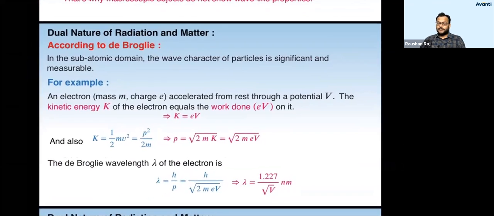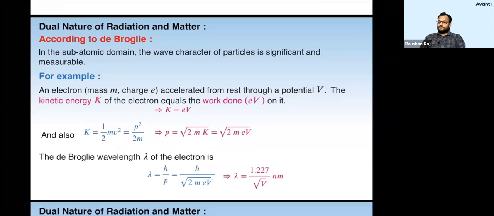In subatomic domain, the wave character of particle is significant and is measurable. ठीक है? Why? Because mass हो जाता है छोटा, velocity हो जाता है बड़ा. ठीक है? देखिए. So an electron of mass m and charge e. Consider electron of mass m and charge e, accelerated from rest through a potential v. The kinetic energy K of electron equals the work done.